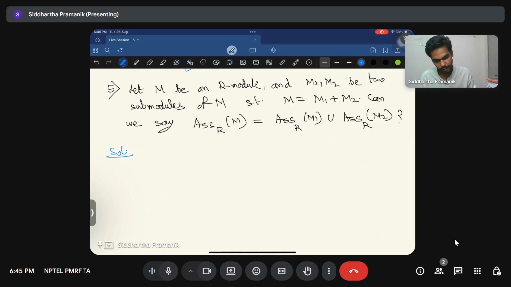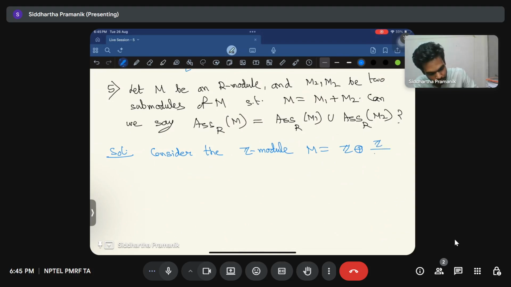So let's try to see an example. Consider the Z-module M, which is just Z direct sum Z mod 2Z, and M1 as the submodule (m, m bar).